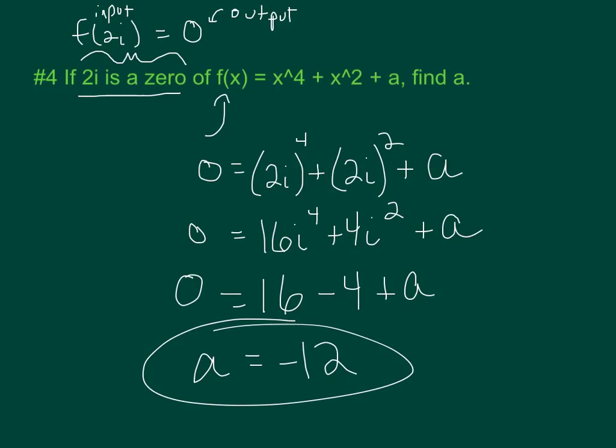The hardest part is understanding this right here. Do you know what this means? Do you know what they're telling you if 2i is a 0? Well, that means y is 0 when I plug in 2i for x. Might want to write that down.